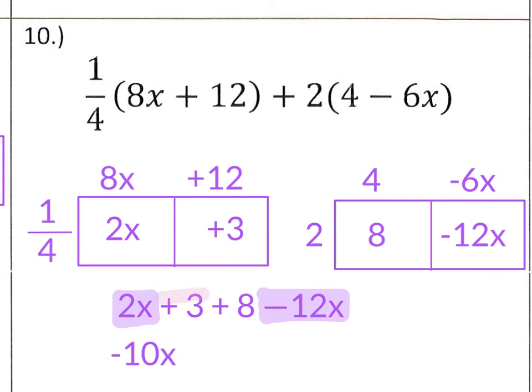And then I have a positive 3 and a positive 8. 3 plus 8 gives me 11. So next to my negative 10x, I'm going to put the plus 11. And that's my answer, negative 10x plus 11. Make sure you put a circle there.